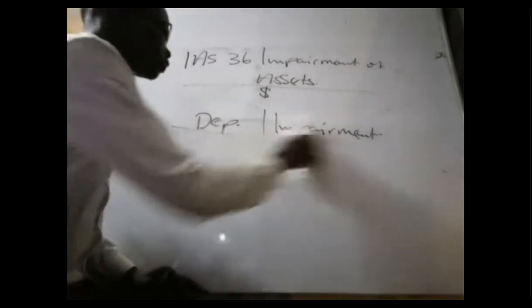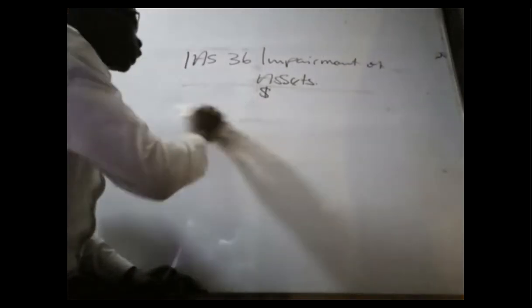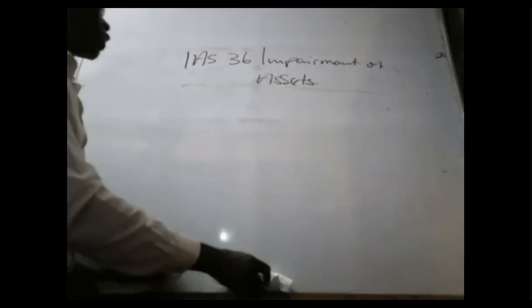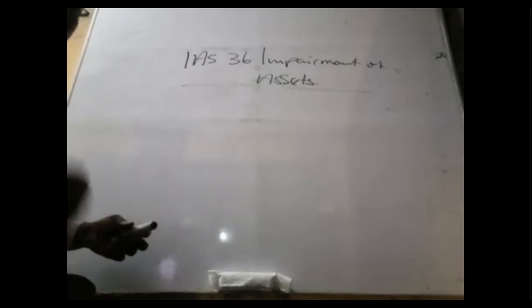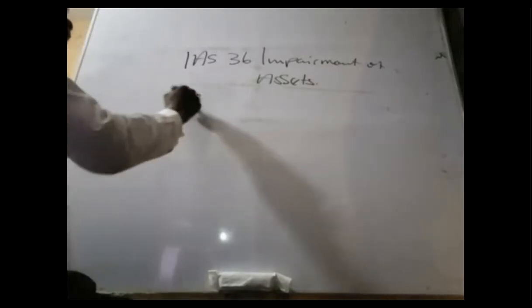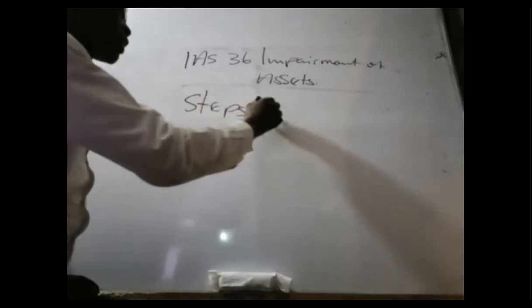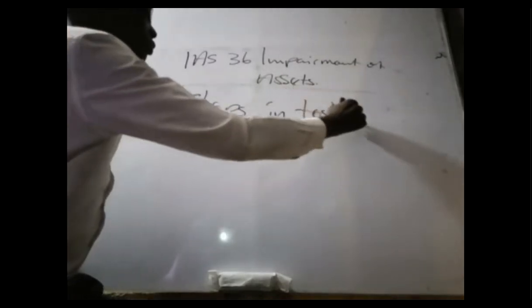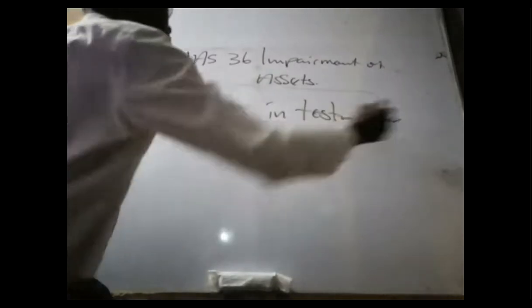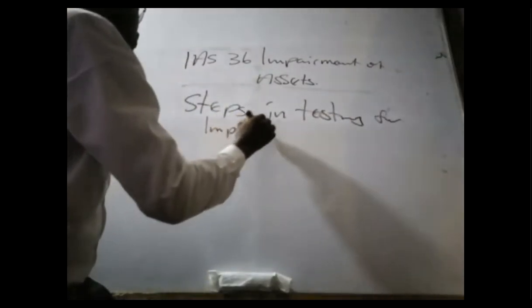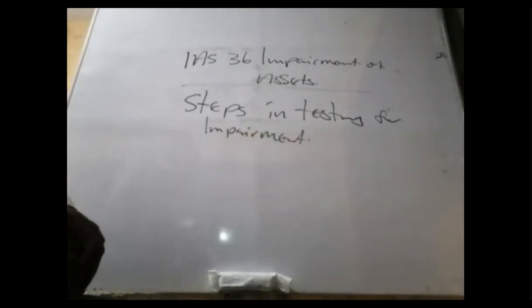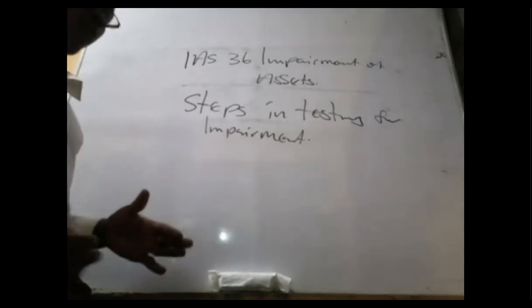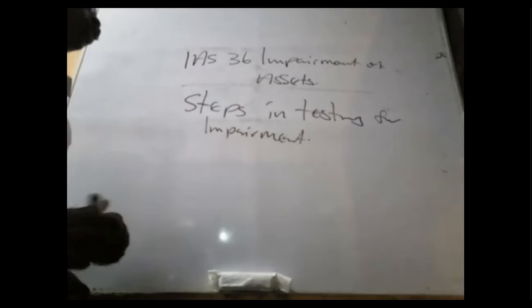Good. Because impairment is not a deliberate action, there need to be some steps to test for it. So, steps in testing for impairment. Tell the examiner that impairment is not a deliberate action, so you need to test for it. It is not fixed that the value must drop; no, unless you test for it.